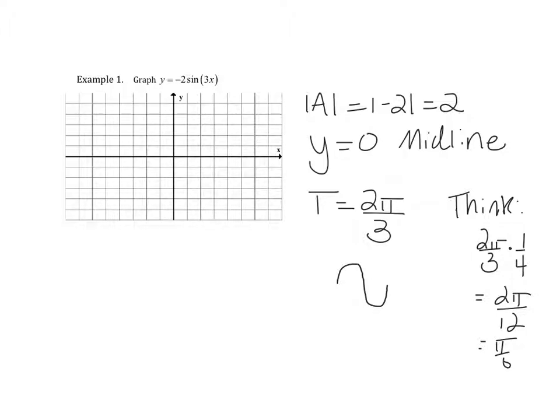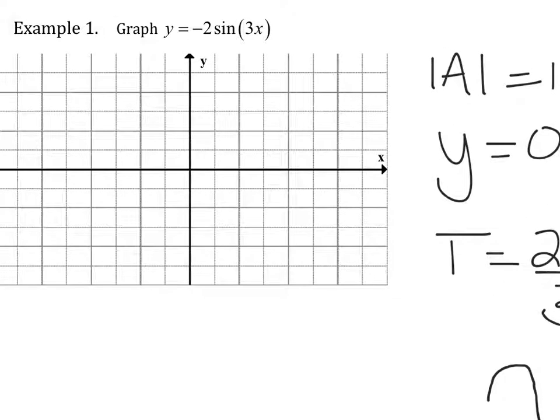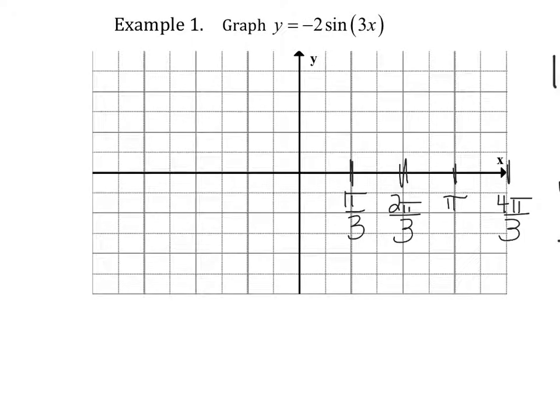Now I'm actually going to label them just every pi over 3 though, because I've got grid marks splitting them in half. So pi over 3, 2 pi over 3, 3 pi over 3, or just pi, 4 pi over 3. And we'll do the same kind of deal in the reverse. So negative pi over 3, negative 2 pi over 3, negative pi, and then negative 4 pi over 3.